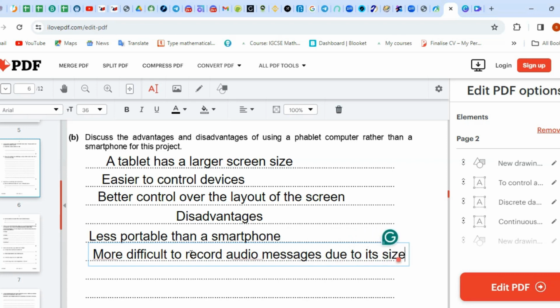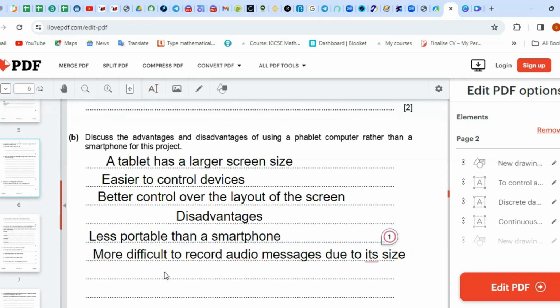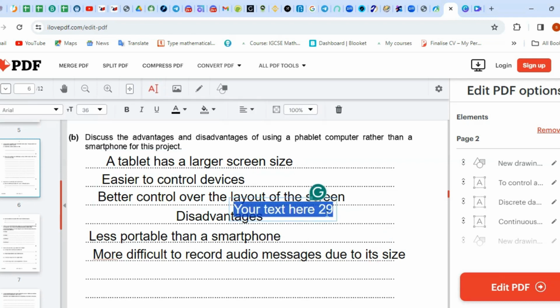Okay, so it's more difficult to record audio messages due to its size. Then the third one, pupils are more likely to have smartphones with them. That is, since smartphones will be much more affordable, pupils are more likely to have it with them.